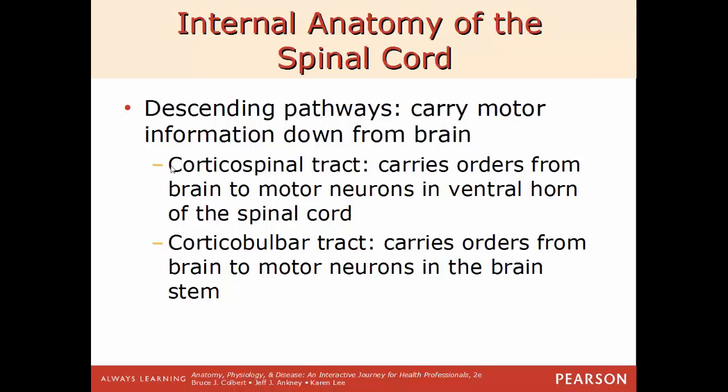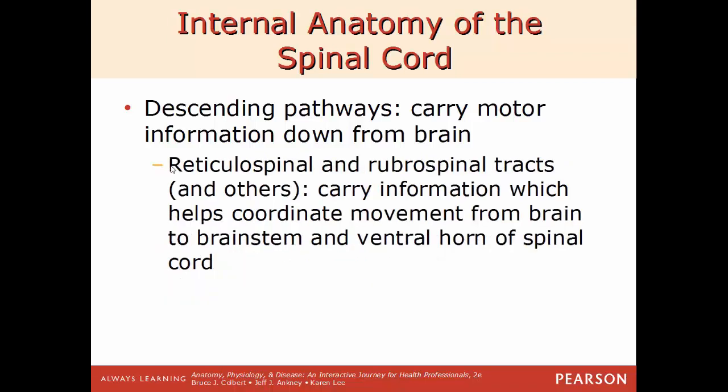You have the corticospinal tract, which will carry orders from the brain to motor neurons in the ventral horn of the spinal cord. You also have the corticobulbar tract, which will carry orders from the brain to the motor neurons of the brain stem. You also have reticulospinal, rubrospinal, among others. These will carry information which helps coordinate movement from the brain to the brain stem and then to the ventral horn of the spinal cord.